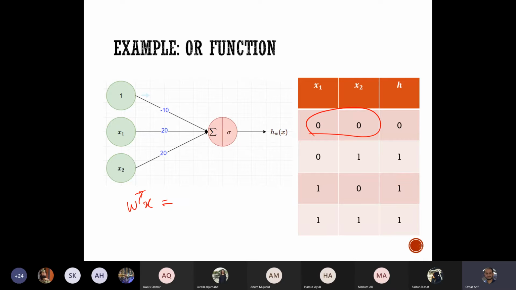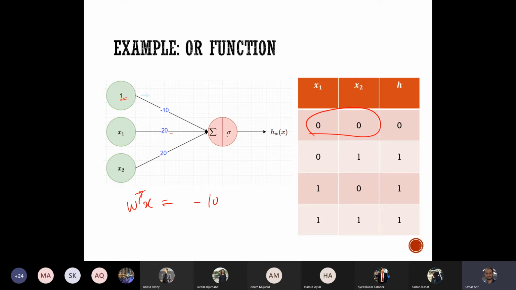Sir, initially it will start from 0, so -10 is the answer in this scenario. Okay, -10. Why is that? Because your x1 x2 is 0. x1 x2 when multiplied by 20 20 will be 0. Only this is 1, so you're going to get -10.